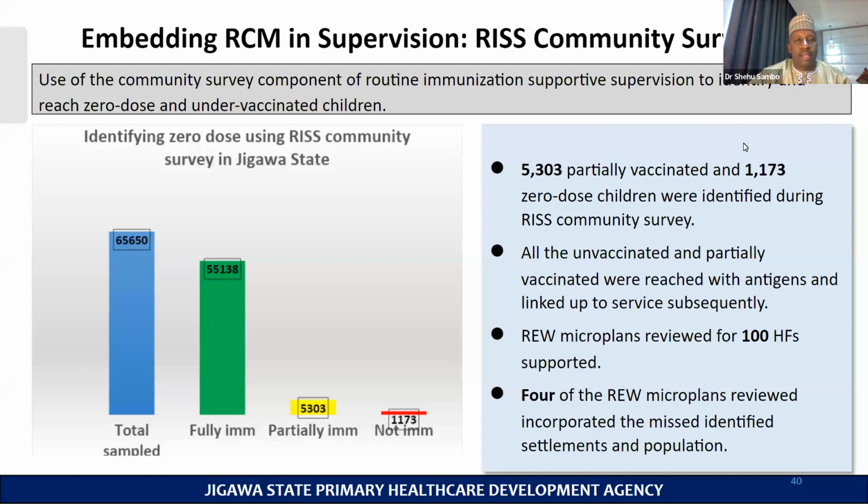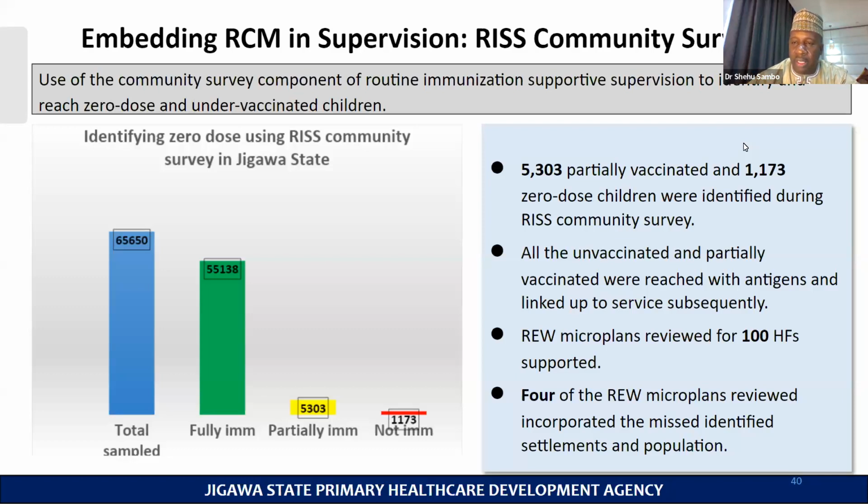Okay, let's move to the next slide. So you can see if we embed the RCM in supervision, which is the routine immunization supportive supervision community survey, from January to October this year, we were able to sample 65,650 children. Out of that, fully immunized accounted for 55,138, partially immunized 5,303, not immunized, those are the zero-dose children, 1,173. So this is a routine immunization supportive supervision. It's not the LQAS I presented.